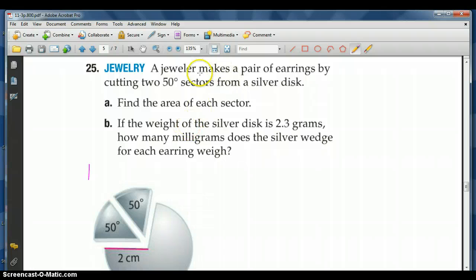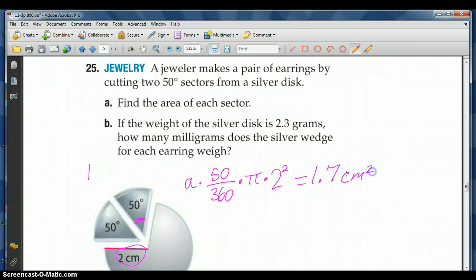For number 25, a jeweler makes a pair of earrings by cutting two 50-degree sectors from a silver disc. Part A, find the area of each sector. So we want to take our angle, which is 50 degrees, divide that by 360, and then multiply by pi times radius is 2 squared. So 50 divided by 360 times pi times 2 squared is approximately 1.7 square centimeters.